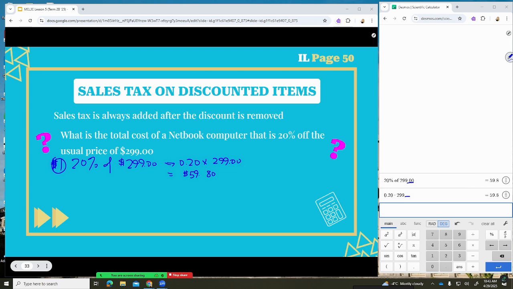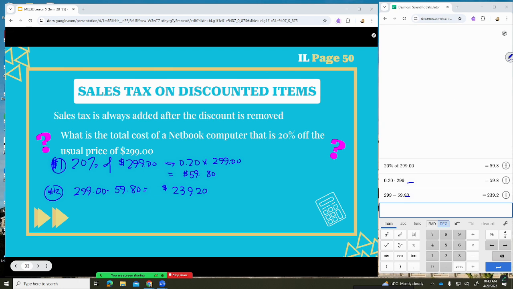Now, we used method 1. We're taking off that discounted price, which means step 2 then is to subtract $59.80 from the regular price of $299. So what is $299 minus $59.80? We have a new sales price of $239.20. All we've done is calculated the discount.